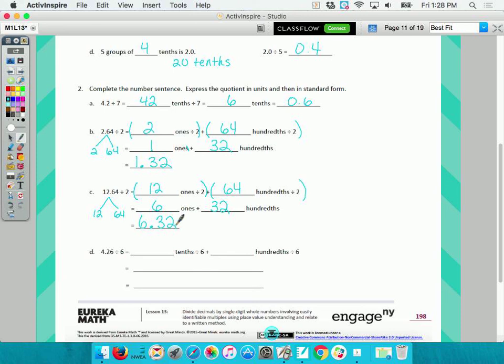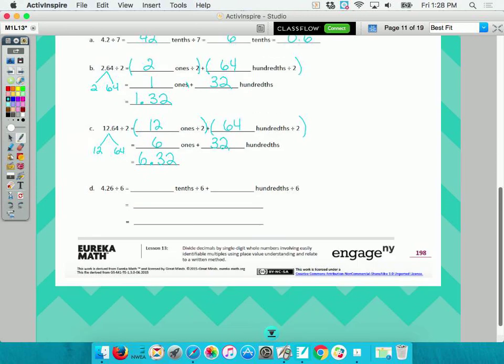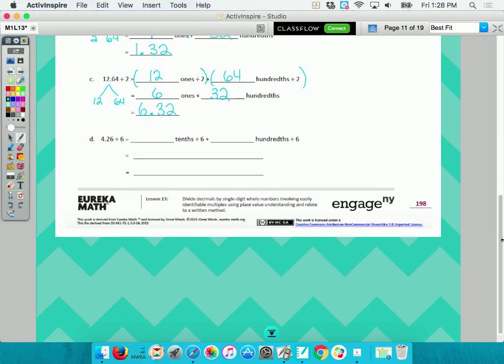I want to do one more before I stop recording. So go ahead and turn the page. Yours is on the top of the next page. You'll be okay. Because this one, we're not just taking out the ones. What are we taking out? The tenths. So I've got 42 and 6.